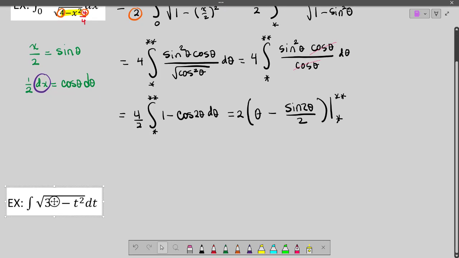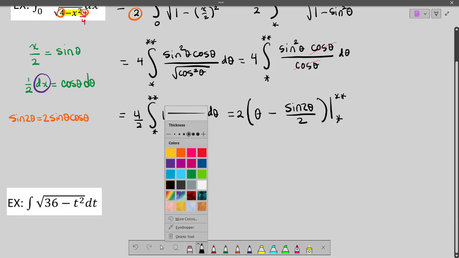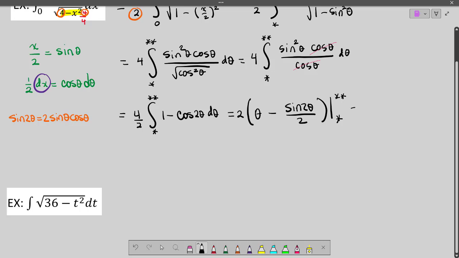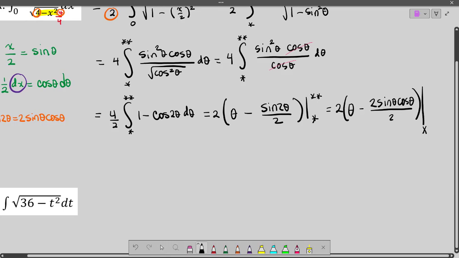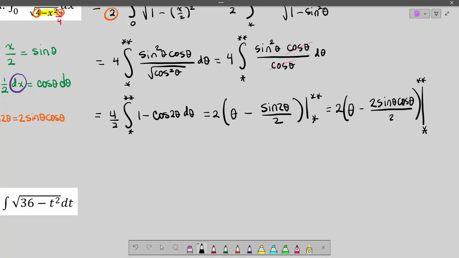And we have an identity we can use here. That sine of 2 theta, that's a very common identity. That's a double angle for sine. That's 2 sine of theta cosine of theta. So we're going to use that right here. This is going to be 2 sine theta cosine theta, all that divided by 2. All right, the 2's cancel.